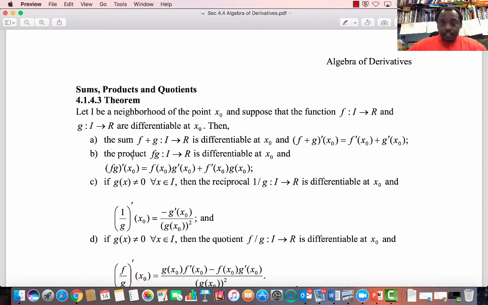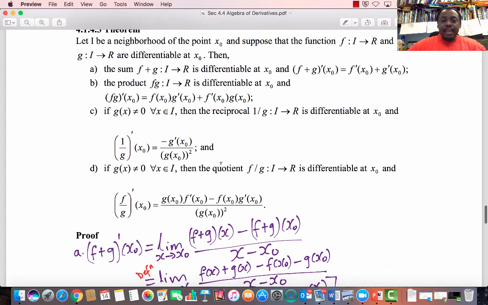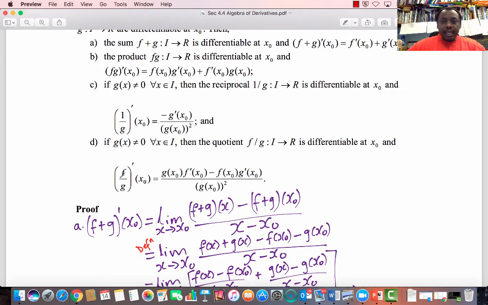And similarly, we define the first derivative of the product fg prime as follows. And there's a little lemma here, not exactly a rule, but it's going to be used to prove the quotient rule. It defines the first derivative of 1 over g as follows. And finally, we have the quotient rule that defines f divided by g prime at x naught as follows. Let's go ahead and prove every one of these.